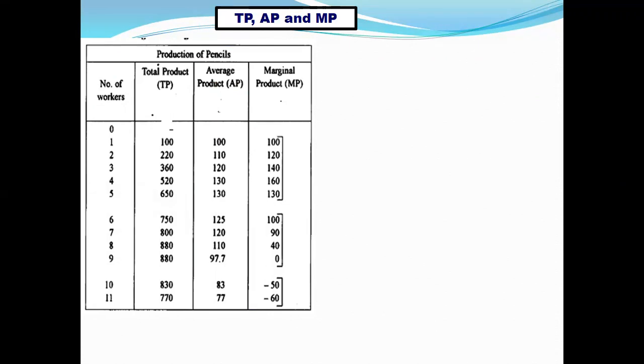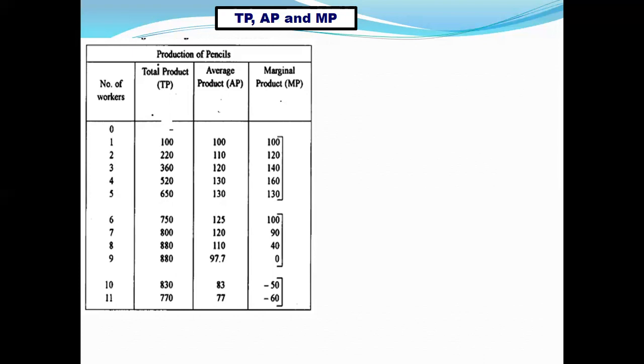So here we have the table, and I will explain the relationship between TP, AP and MP. TP is total product, AP is average product and MP is marginal product. In the first column we have the number of laborers employed. In the second we have TP, in the third AP and in the fourth MP. Here we are considering capital, that is machines, to be a fixed factor. Here we consider only labor to be the variable factor.